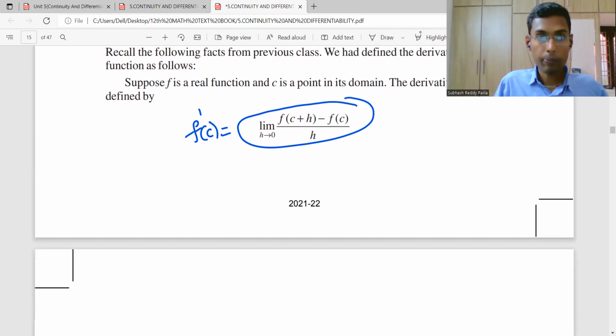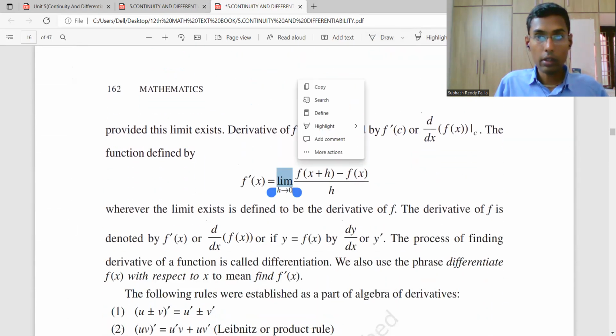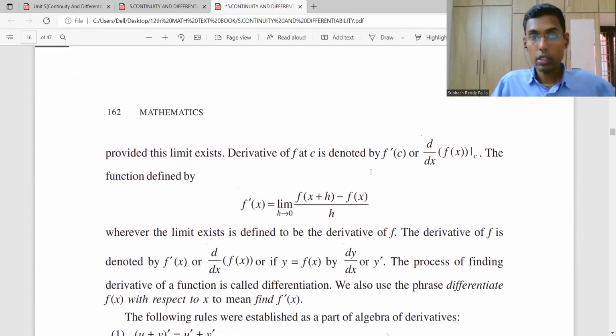This one we know. And this is what we are discussing: f dash of x is the first principle, limit h to 0, f of x plus h minus f of x by h. So you can write this as d by dx, the derivative with respect to x of f of x at c.